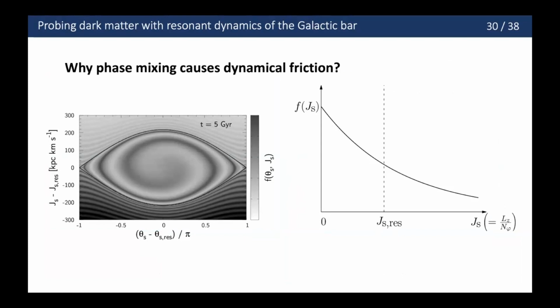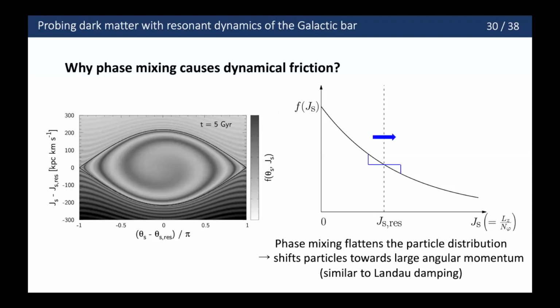Okay. So initially we have a negative gradient in the distribution, but this phase mixing basically works to flatten the distribution near the resonance, like this. So this means that there is a net shift of mass from the lower angular momentum side to the higher angular momentum side. And this is the reason why the halo gains net angular momentum and therefore the bar loses net angular momentum. And the physics is basically similar to Landau damping if you're familiar with plasma physics.